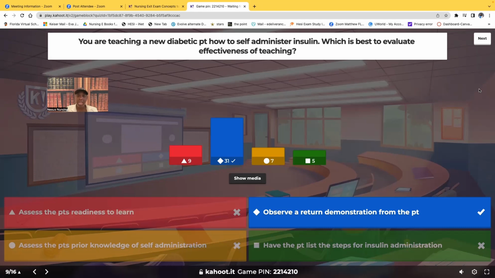So you always want to assess their readiness to learn, and you want to assess the amount that they already know. That is prior to teaching. But if you have already taught and you want to assess their understanding, it's going to be a return demonstration, or have them explain back to you what you taught them.